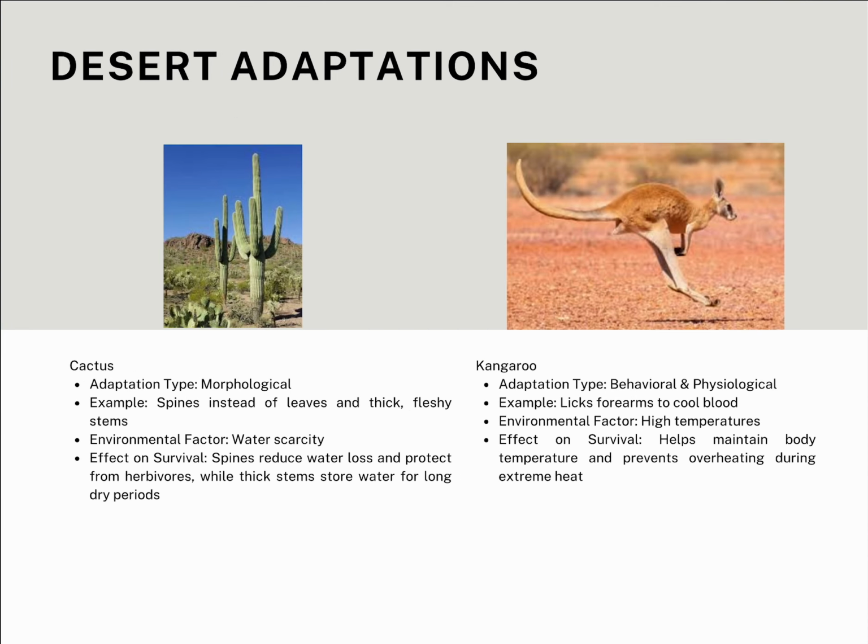Desert adaptations. Kangaroo. Adaptation type: behavioral and physiological. Example: licks forearms to cool blood. Environmental factor: high temperatures. Effect on survival: helps maintain body temperature and prevents overheating during extreme heat.